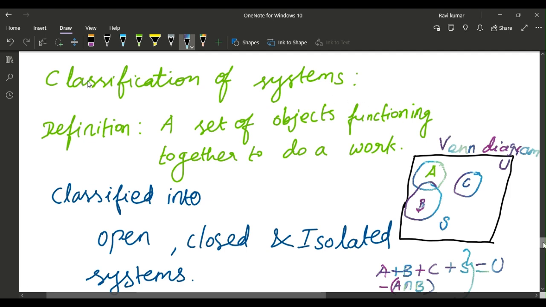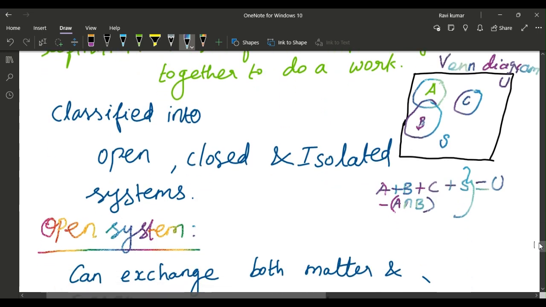When we study, we use it to discuss more about systems only. So, a system is a set of objects functioning together to do a work. It may be like a pump containing air which works against the piston. So we can consider it as a system. Like that, whatever you are going to study in the universe, we can take as a system.